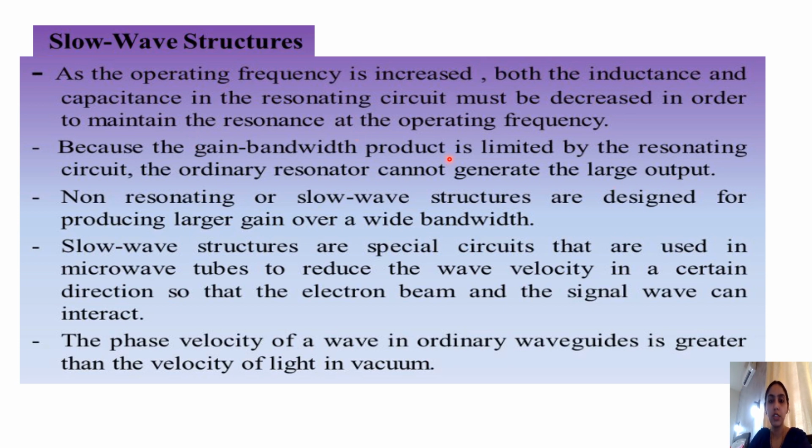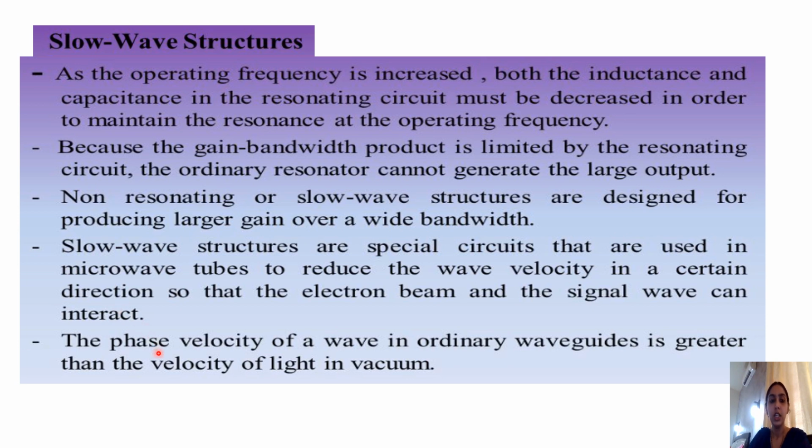Also, there is a limitation of the gain bandwidth product. So, we are going to incorporate a slow wave structure for producing large gain over a wide bandwidth. This slow wave structure is a non-resonating structure. They are special circuits used in microwave tubes to reduce the wave velocity in a certain direction so that the electron beam and the signal wave can interact for a longer period of time.